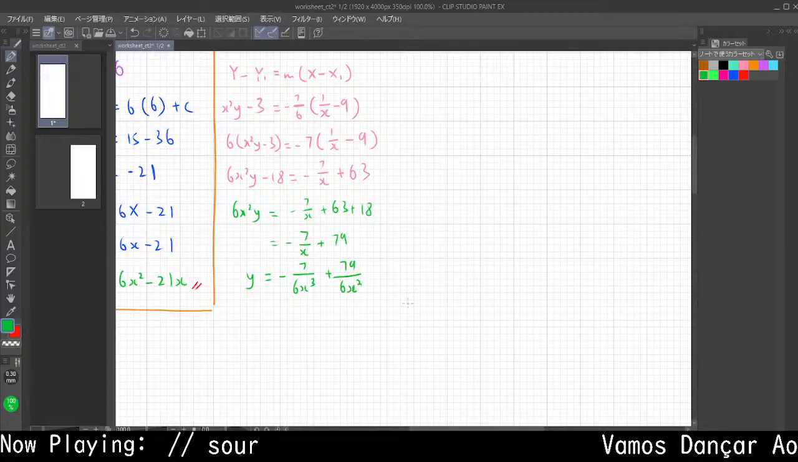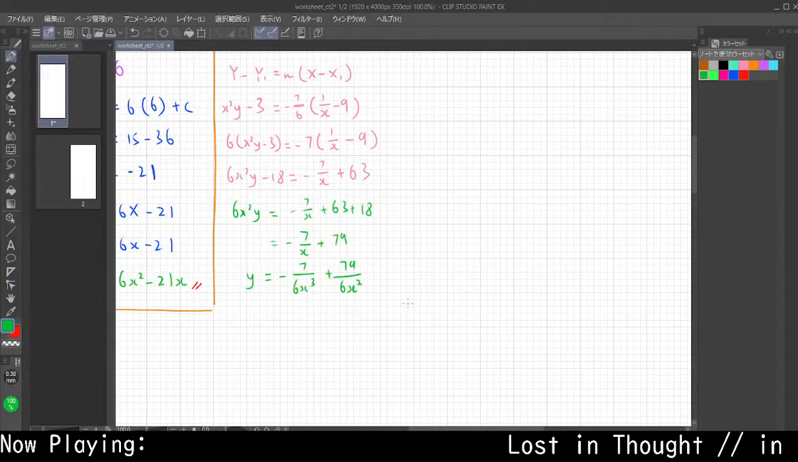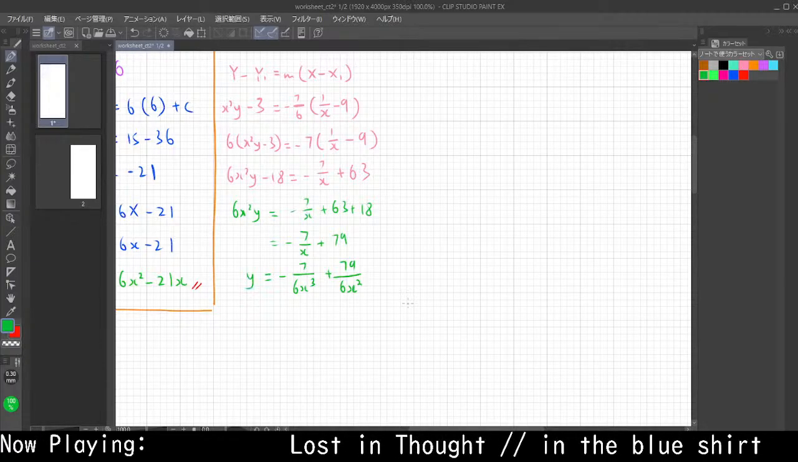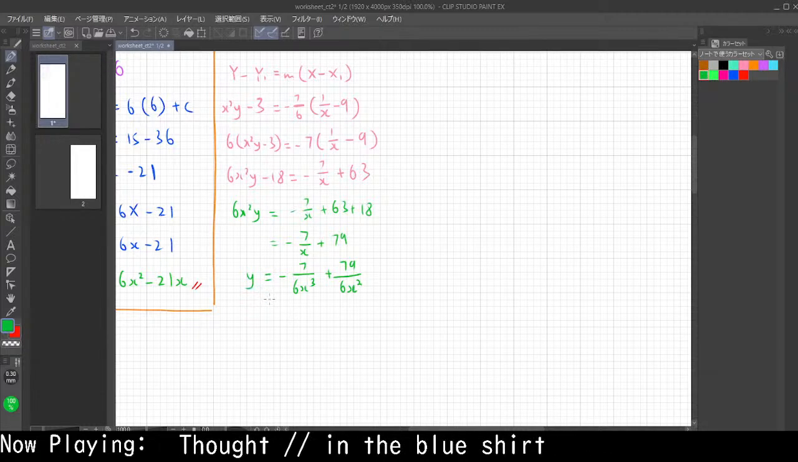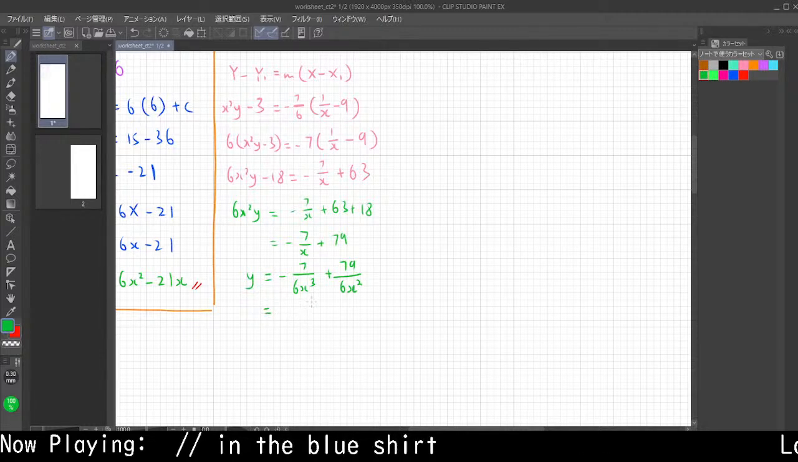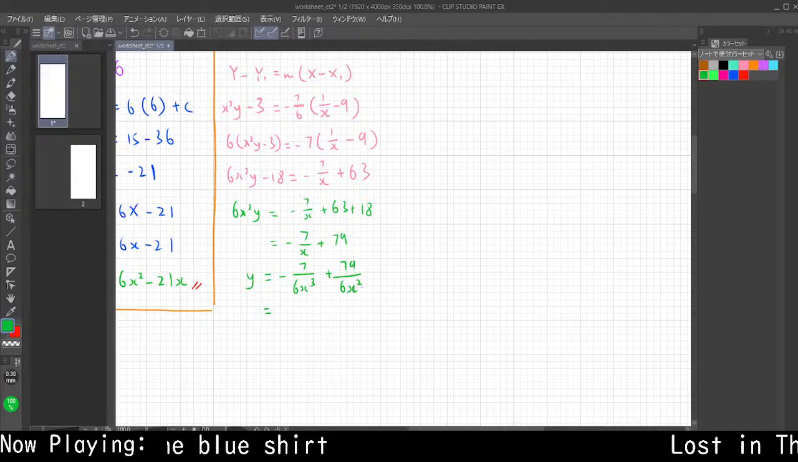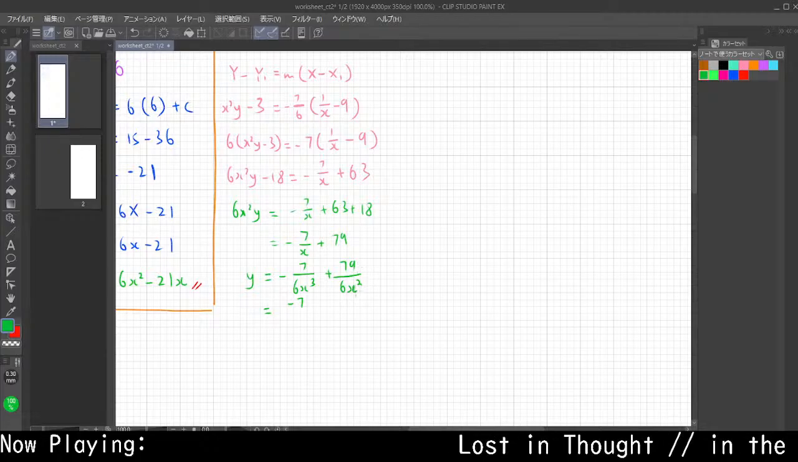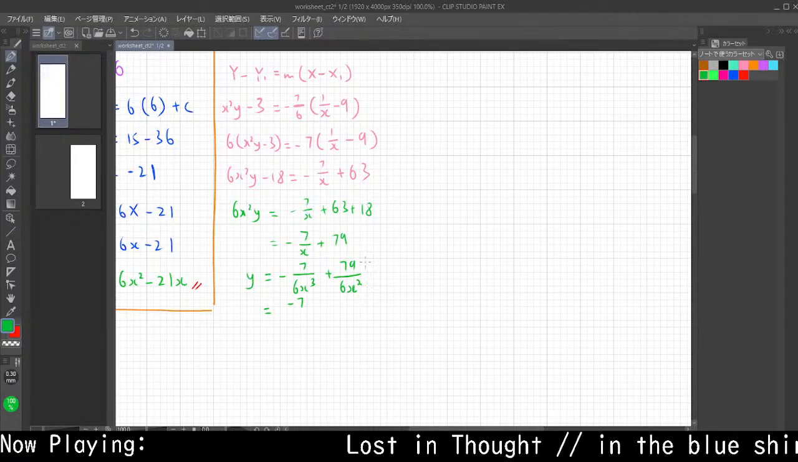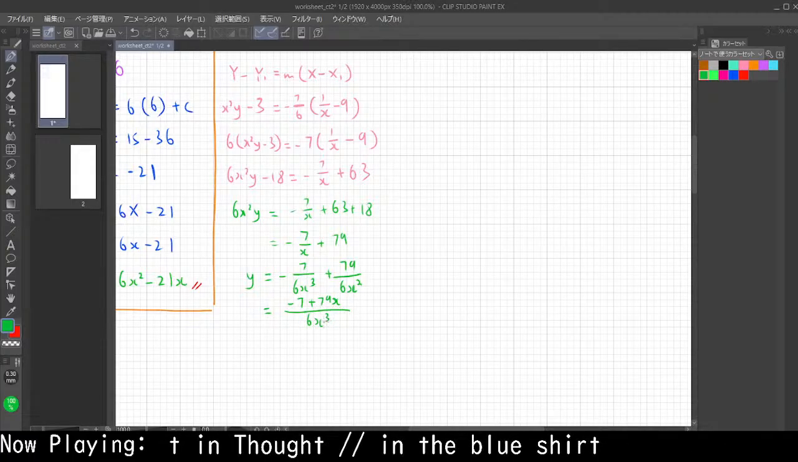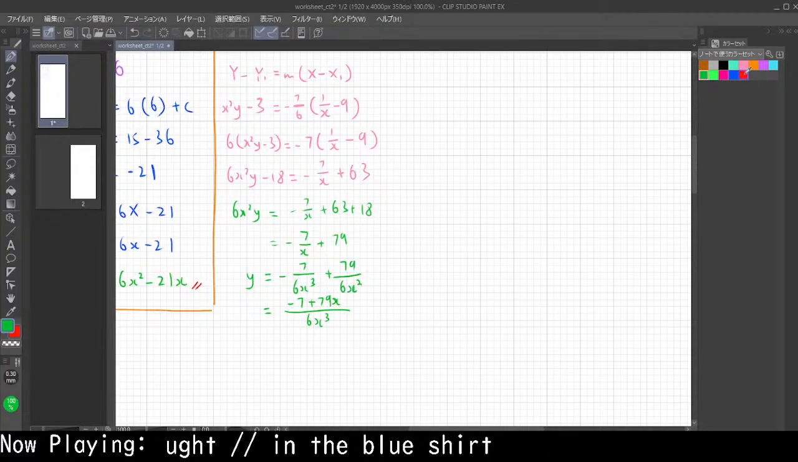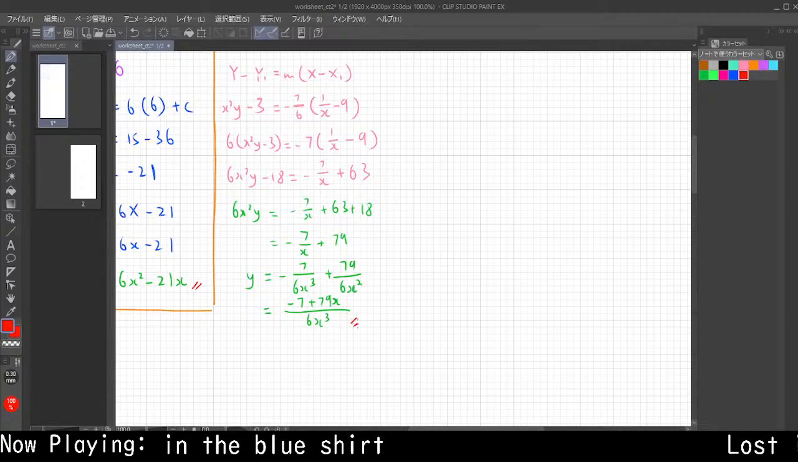When you get to here, we don't really need to combine them into one single thing, so it's basically fine that way. So you can leave your answer like this. If you want to be cautious, you can combine two fractions into one. So my bottom is 6x cubed, so negative 7 still stays here. My right hand side will multiply an x, so I get plus 79x and then over 6x cubed. And then after combining, y is our subject, nothing else you need to do, this will be your answer.